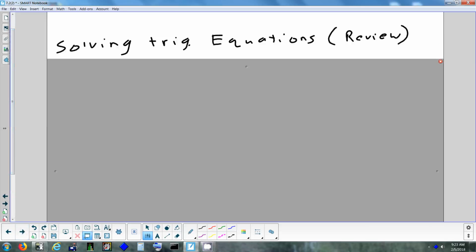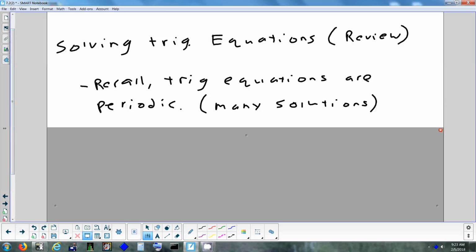All right, so a couple reminders about solving trig equations. This kind of leads into what we're going to do in section 7.3 tomorrow. So when you're solving a trig equation, well, if there's one solution, there's infinite. Okay. Think of a sine wave. If I asked you where that sine wave hits 1, well, draw a horizontal line at 1. It's going to hit there. It's going to hit there. It's going to hit there. It's going to keep hitting 1 infinitely many times.